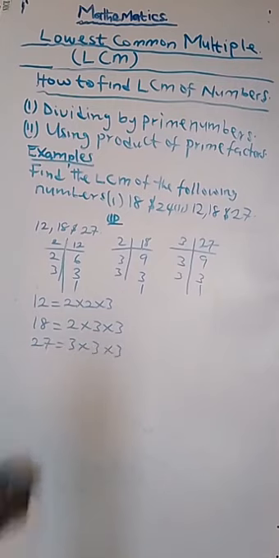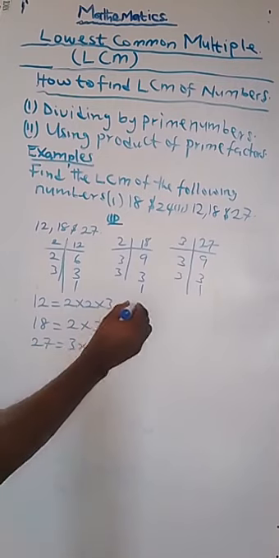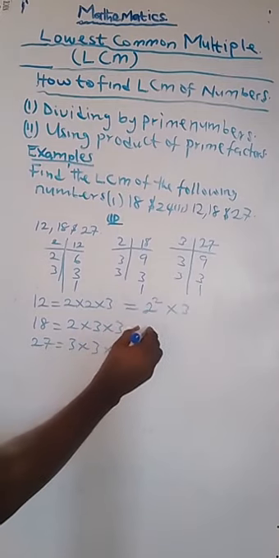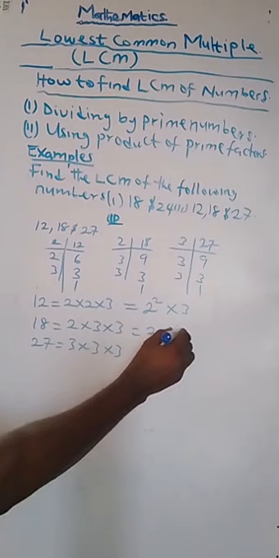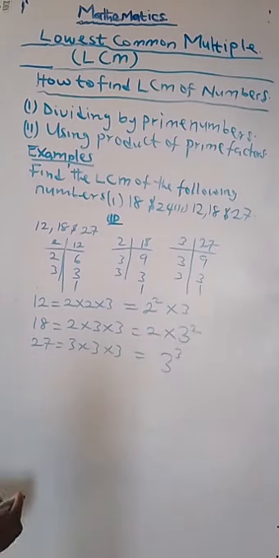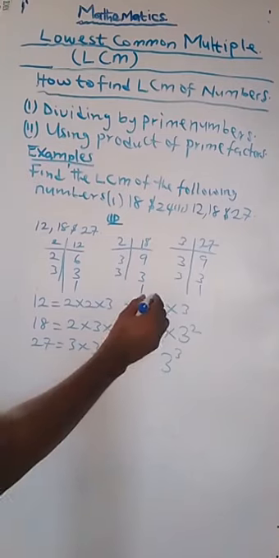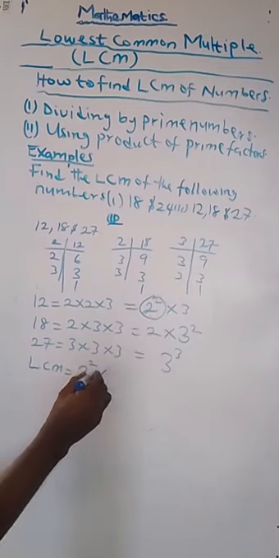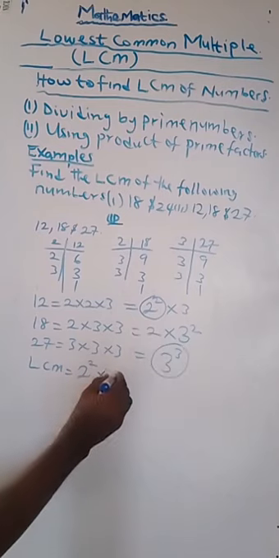Now the next thing is to write them in index form. This is 2 raised to power 2 times 3. This is 2 times 3 raised to power 2. And this is 3 raised to power 3. Now when we want to pick, we're going to pick the one with the highest power. For 2, this is the highest power. So LCM will now be 2 raised to power 2 times, for 3, this is the highest power, 3 raised to power 3.